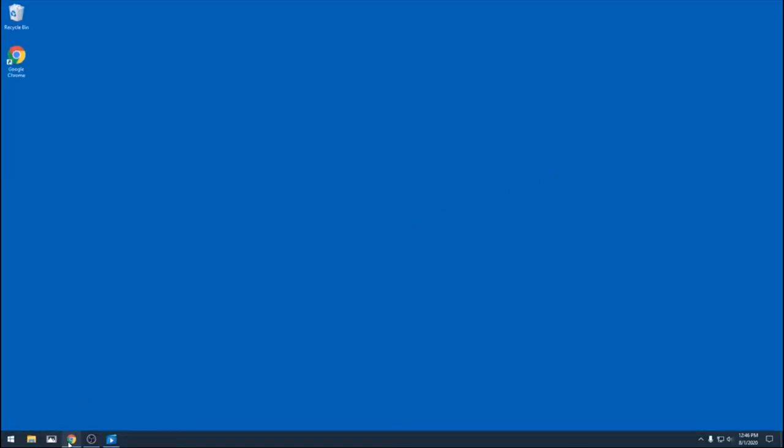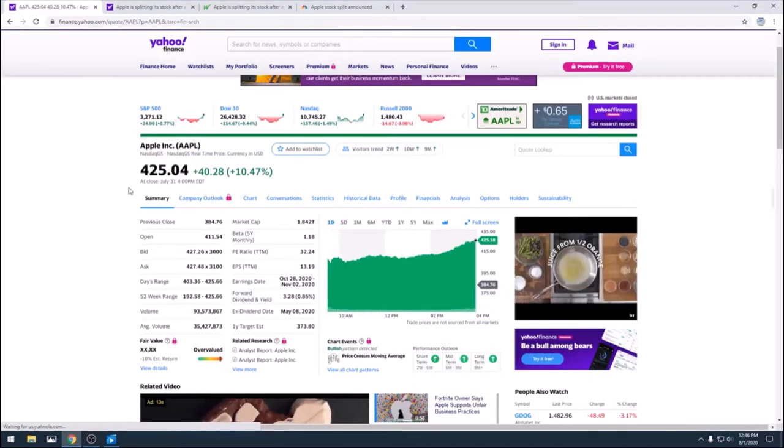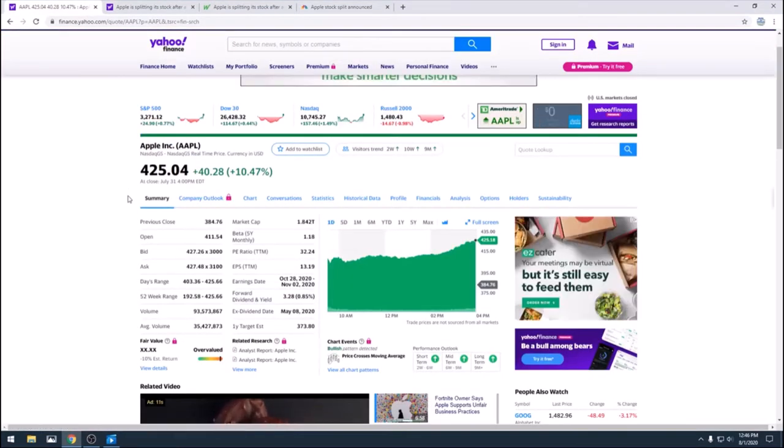All right, so let's take a quick look at Apple stock. Apple just announced they're splitting their stock. What that means is for every one share you hold, you're going to get four shares. So you just multiply by four, essentially.